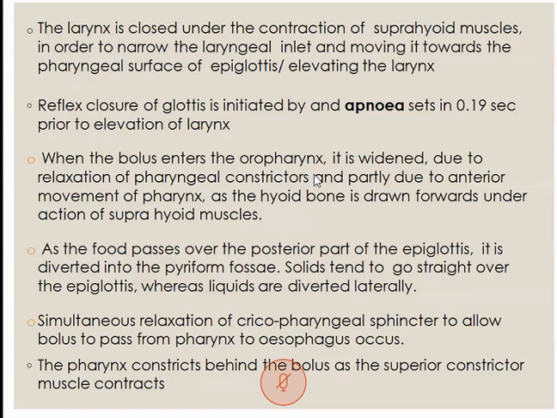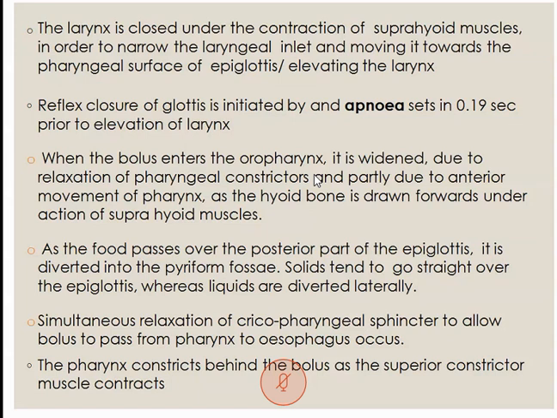When the bolus enters the oropharynx, it is widened due to relaxation of the pharyngeal constrictors and partly due to anterior movement of the pharynx, as the hyoid bone is drawn forwards under the action of the suprahyoid muscles. As the food passes over the posterior part of the epiglottis, it is diverted into the piriform fossa. The solid part of the food tends to go straight over the epiglottis, whereas liquids are diverted laterally into the piriform fossa. From the piriform fossa, they enter into the cricopharyngeal area. The simultaneous relaxation of the cricopharyngeal sphincter allows the bolus to pass from the pharynx to the oesophagus.